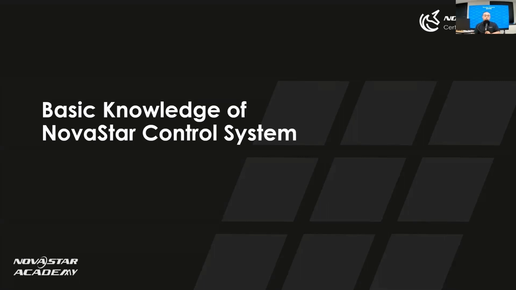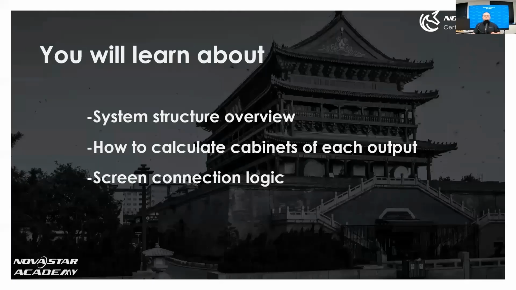Today we are going to have the following 3 contents. The first is the system structure overview. The second is how we can calculate the capacity of each output, like how many cabinets we can connect to one output. And the third is the screen connection logic. With these 3 topics, I believe you will get an idea of what the control system is and what the NovaStar system can do.